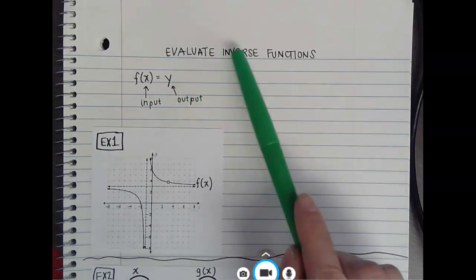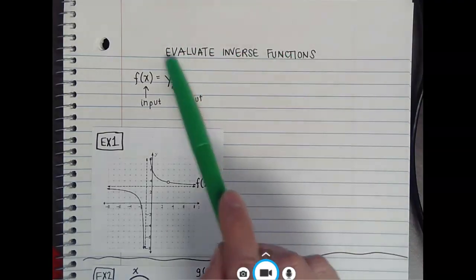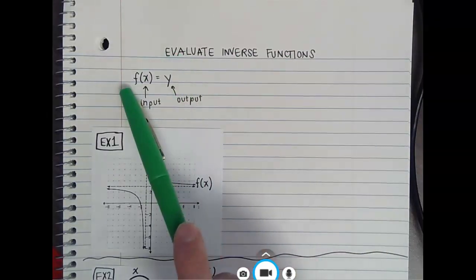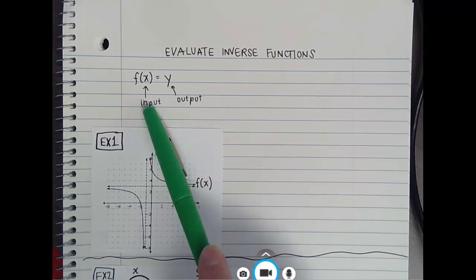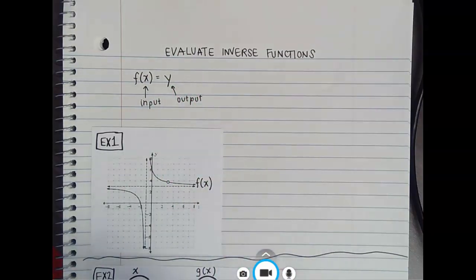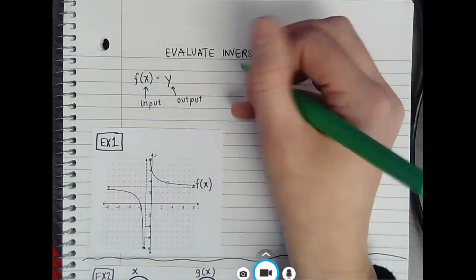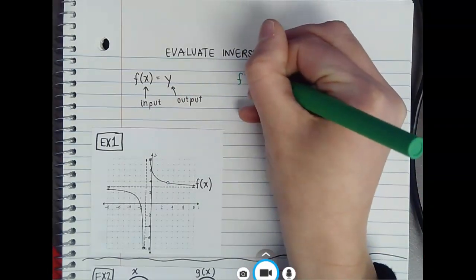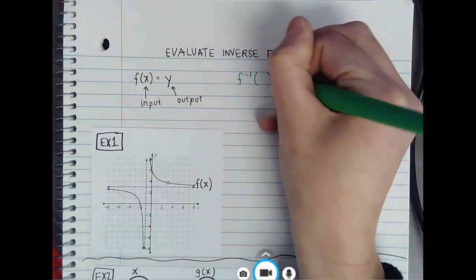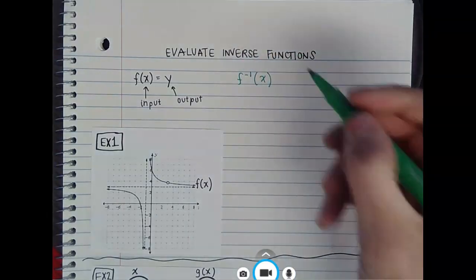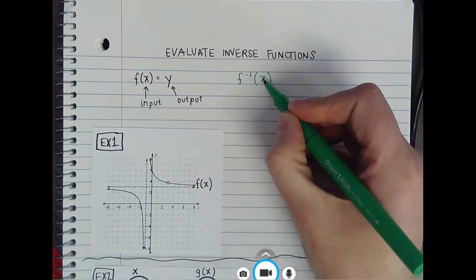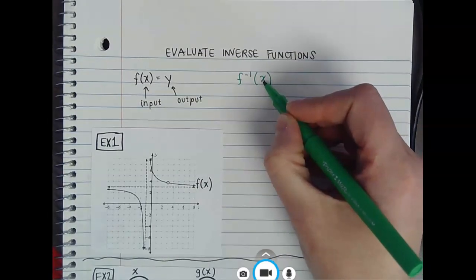So if I want to evaluate inverse functions, let's recall function notation. F of x equals y. X is our input, y is our output. When we evaluate inverse functions, our notation for an inverse function is f to the negative 1 of x. So this value inside here is going to be our output of our original function.